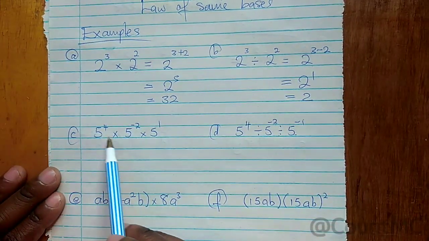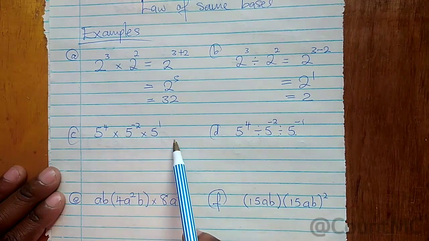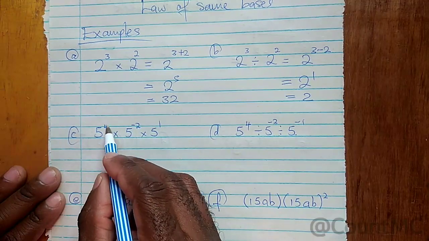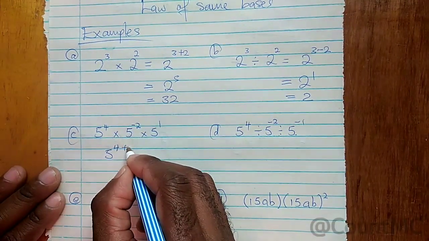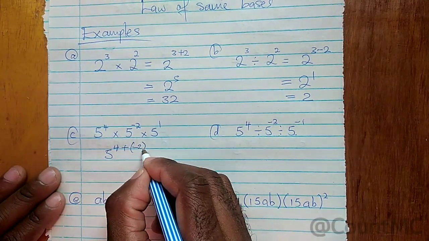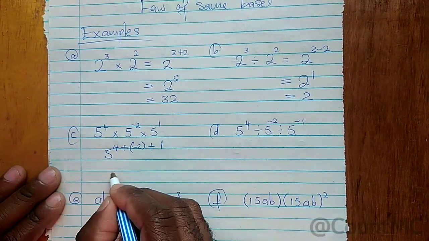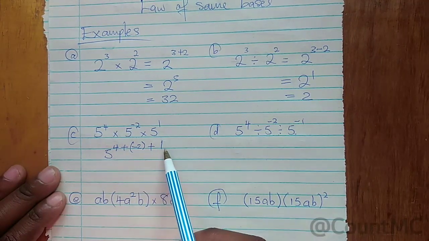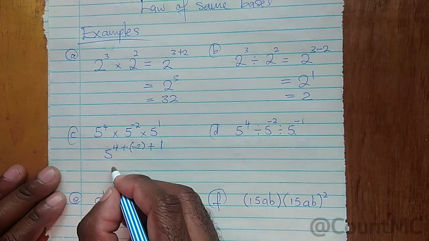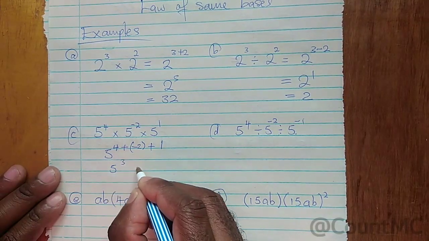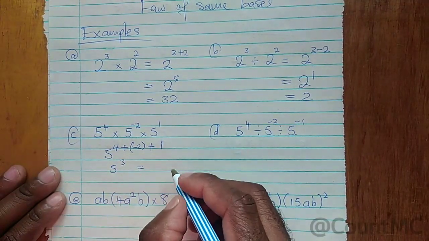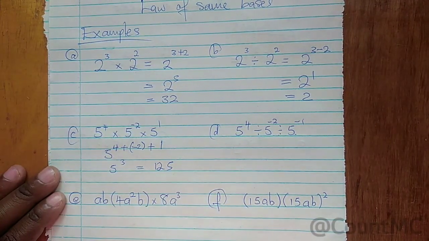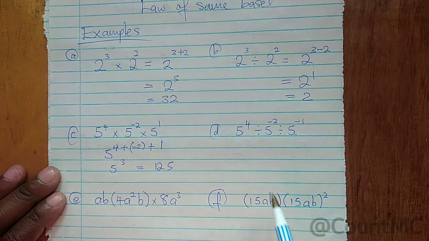Next one, part C, 5 times 5 times 5. So these are all 5s with different powers. So this will be just a 5. Then you add the powers, 4 plus a minus 2 plus a 1. So 4 minus 2, that's a 2, plus 1, that's a 3. So this will simplify to 5 to the power 3. You can leave it like this, or you can simplify it to 5 times 5 times 5. That's 125.